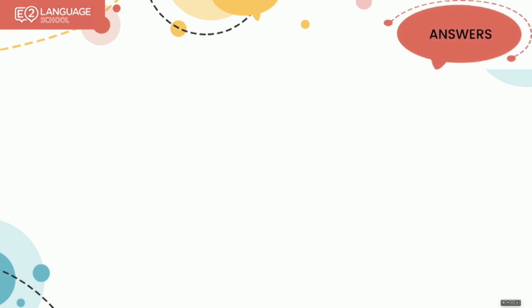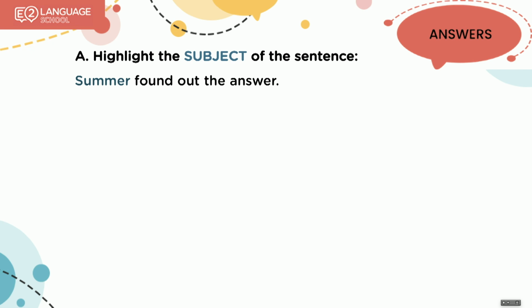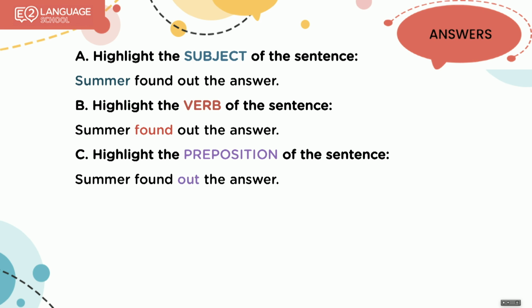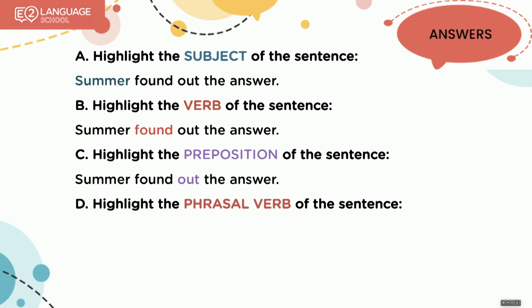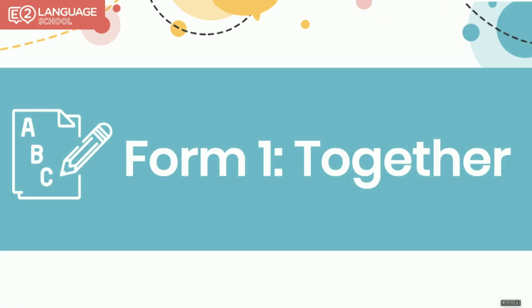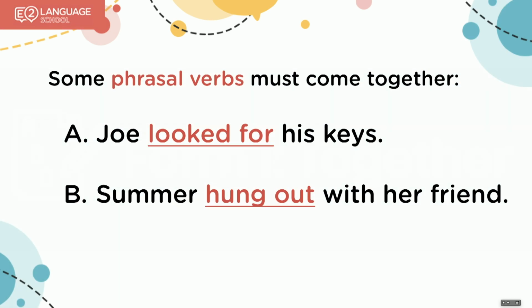All right, here are the answers. So the subject is summer, the verb is found, the preposition is out, the phrasal verb is found out, and the object is the answer. Summer found out the answer. Cool bananas. Let's look at form 1, when the verb and the preposition must come together.